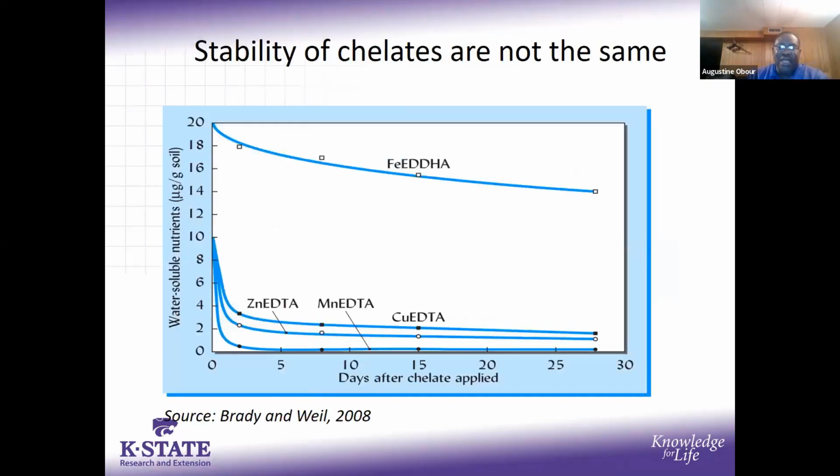So I mentioned that under high pH conditions, not all the chelates are stable. Some of them, their stability decreases under high pH conditions.